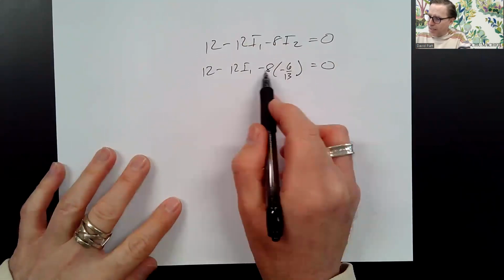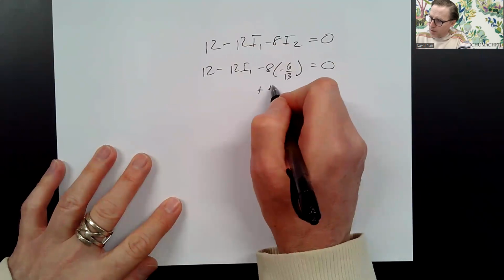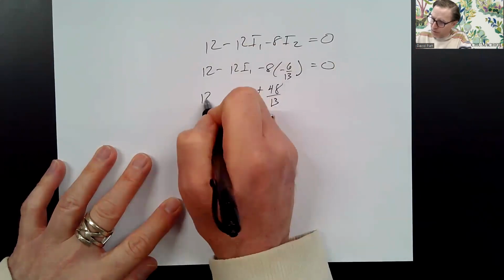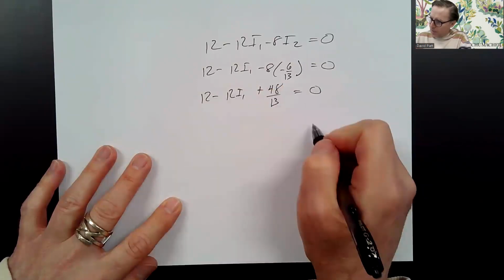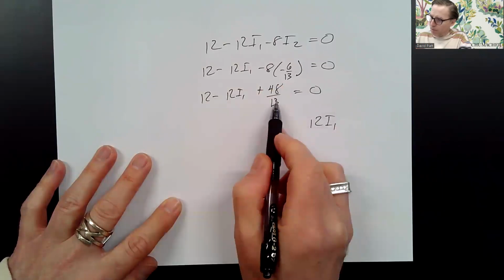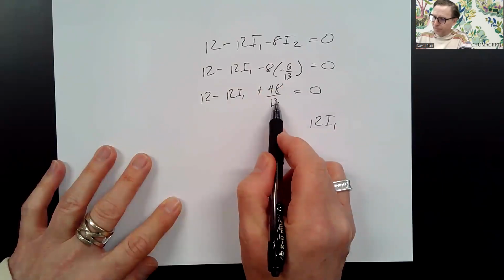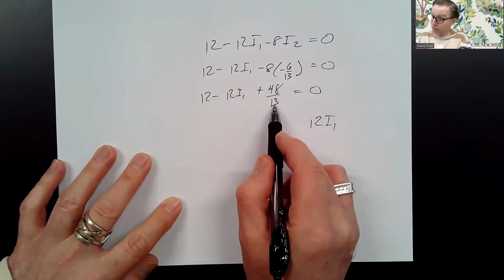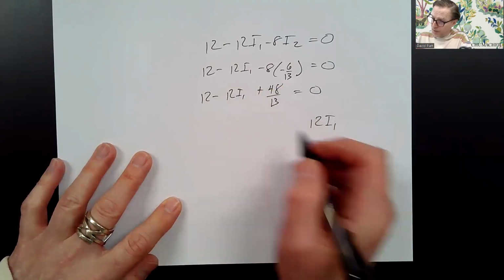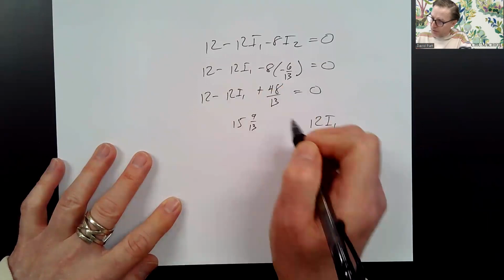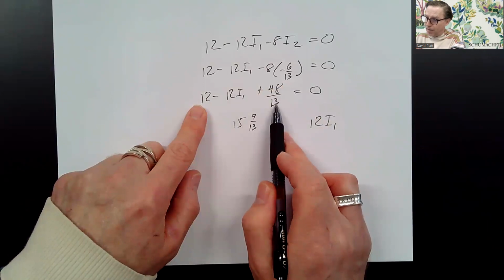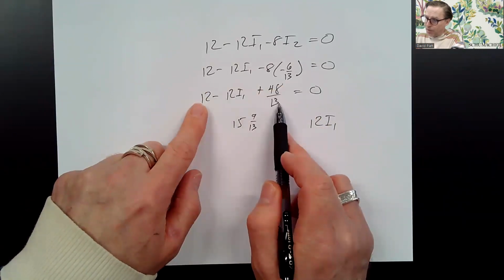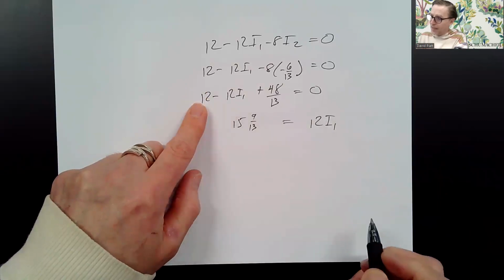8 times 6 is 48. Negative times negative is positive. So that's plus 48/13. 12 minus 12I1. So I'm going to take the 12I1 and put it on the right and make it positive. And then I've got 12 plus 48/13. Okay, that is, let's see, 48/13 is 3 and 9/13. So that's 15 and 9/13. Is that right? 13 times 3 is 39 with 9 left over. Yes. 12 plus 3 is 15. Good.